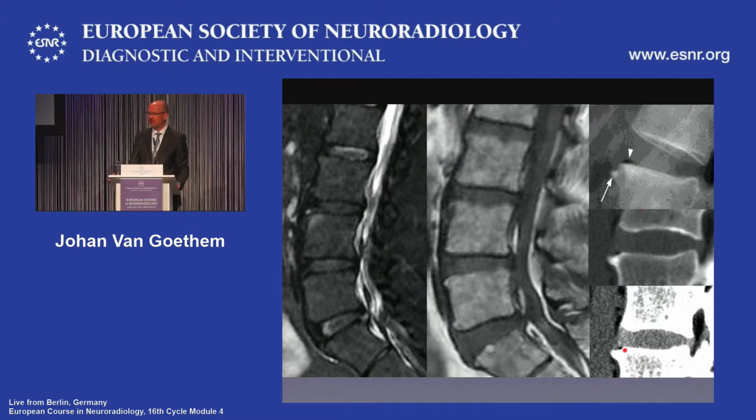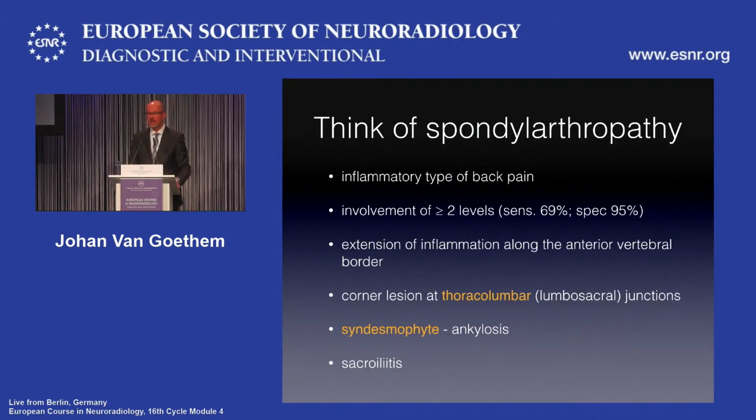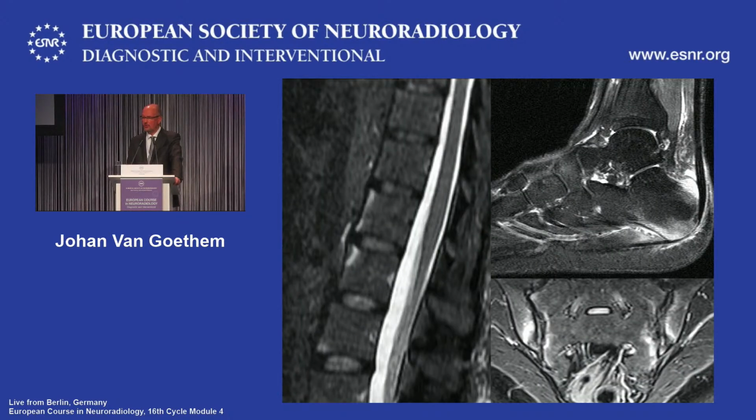It's more obvious on CT, and these osteophytic spurs are away from the vertebral corner, and there's only edema at one level, in this case L4, so this is typically degenerative. Think of spondyloarthropathy if there's inflammatory type of back pain, involvement of two or more levels, which has a fairly high specificity, extension of the inflammation under the ALL in front of the vertebral body, corner lesions at the thoracolumbar junction, and formation of syndesmophytes and ankylosis.